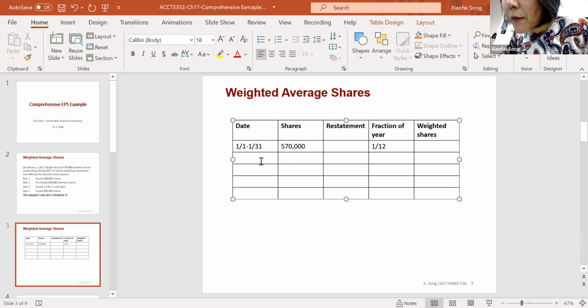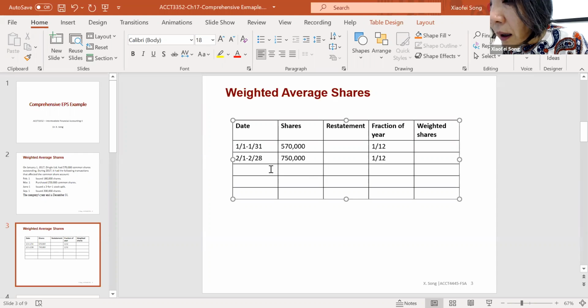And then on February 1st, there is an issuance of 180,000 shares. That will bring the number of shares outstanding up to 750,000 shares, and it stays that way until March 1st. So that's 1 month as well. So it's February 1st to February 28th. It doesn't matter, it's just 1 month, right? So that's also 1 month.